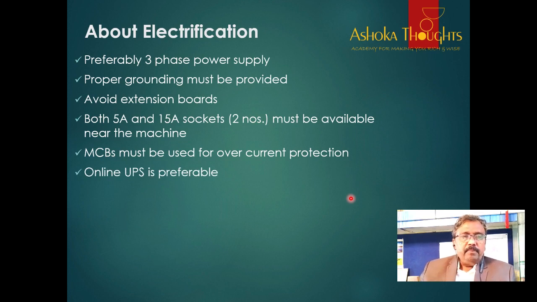An online UPS is preferable. What is an online UPS? UPS means uninterrupted power supply. When the power supply goes off, the UPS comes into action. But when the UPS is online, it is continuously charging and working with the machine only. So if the power supply goes off, there is no interruption, not even for a millisecond, and the machine will run uninterruptedly.